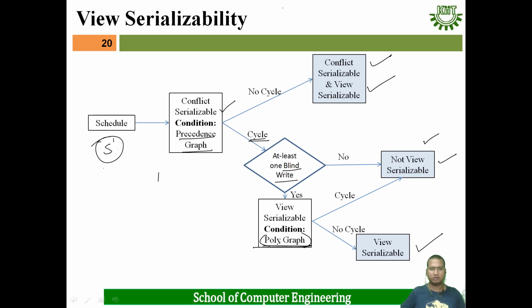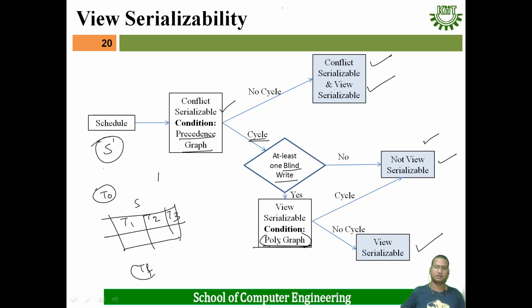Then how to draw the polygraph? To draw the polygraph, suppose one schedule is given, with various transactions T1, T2, T3. Okay. Then what you have to do? First, you have to take another transaction T0 and another transaction TF. Think that T0 writes all the data items, TF reads all the data items. Then for all the transactions, draw one node each: T0, T1, T2, T3, then TF.